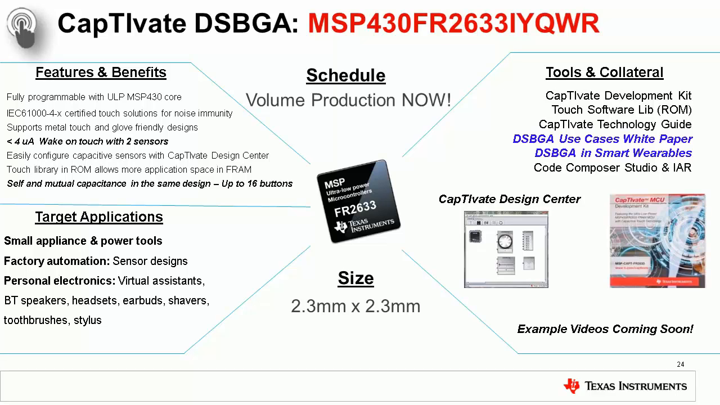as I mentioned, we are now in full production with this product. As I mentioned earlier, we call the technology Captivate inside TI. The DSP-GA product is listed here, the FR2633 IYQWR. Once again, if we look at the feature sets that this part offers, it is a fully programmable MSP430 MCU core. And what we've done is we've integrated that capacitive touch or capacitive sensing peripheral inside the device.